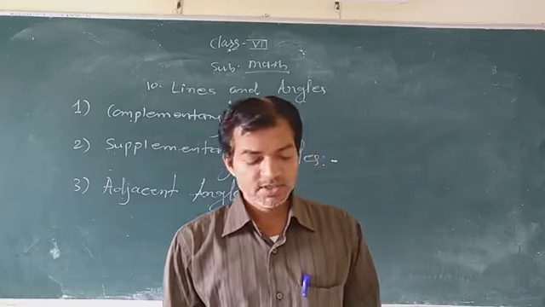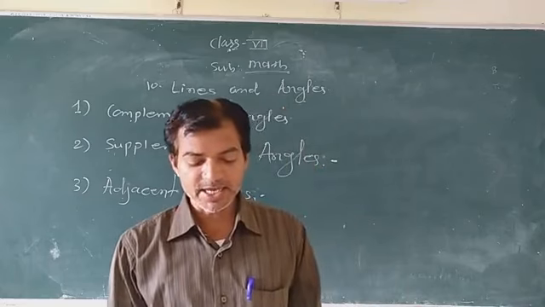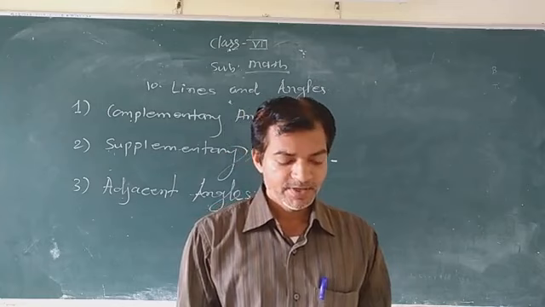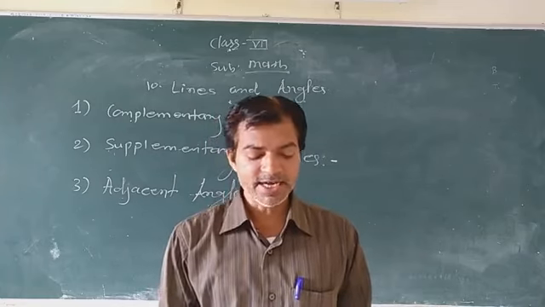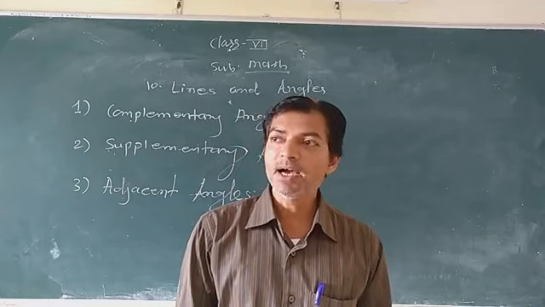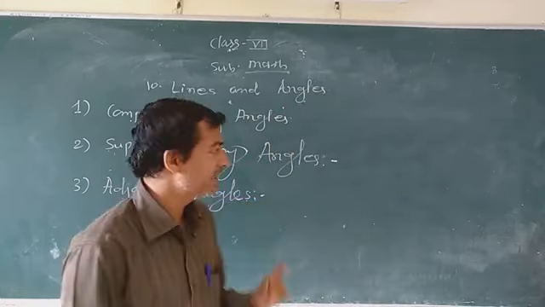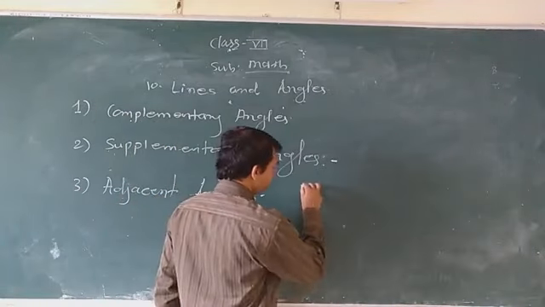You can write the definition. When two angles lie on the opposite side of a common arm and have a common vertex, they are known as adjacent angles. Common arm and common vertex. The definition is given here. Common arm and common vertex means suppose these two angles are there.